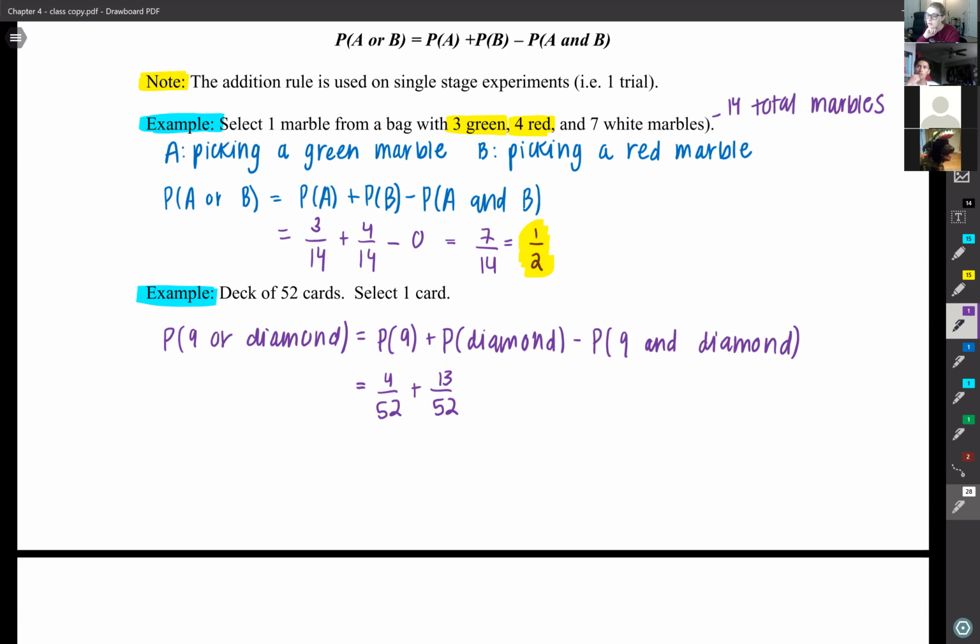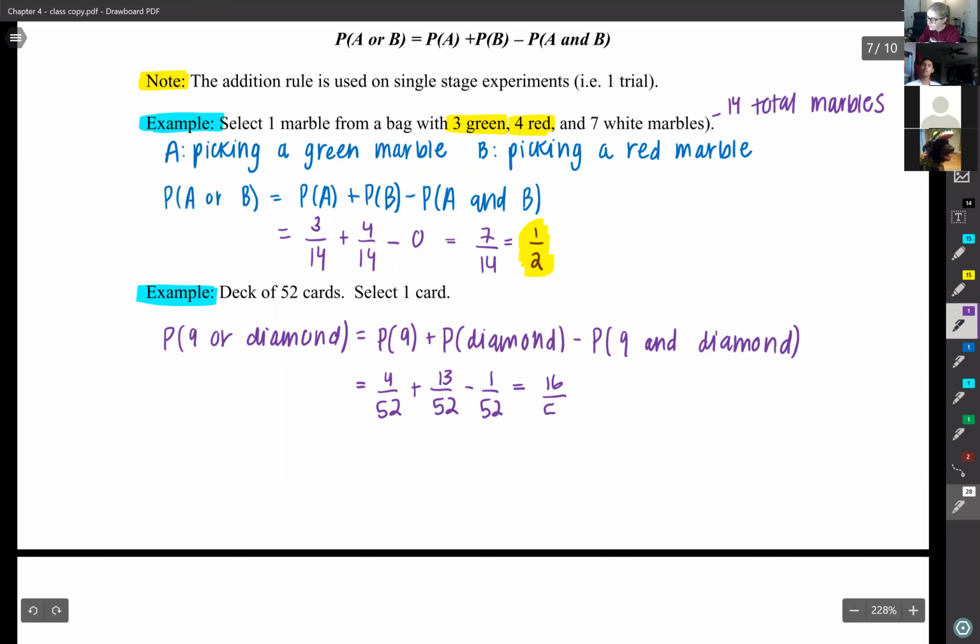And now I need to subtract out the probability of getting both a 9 and a diamond. But there's only one 9 of diamonds in the deck. So there's only one of them. So the chance of drawing a 9 of diamonds out is only 1 over 52. So I only have to subtract 1 over 52. And then this is equal to 16 over 52, which reduces down to 4 over 13.